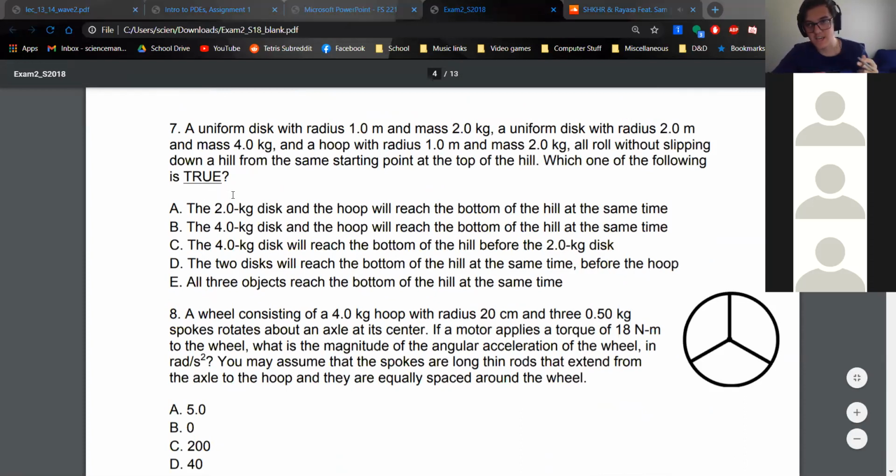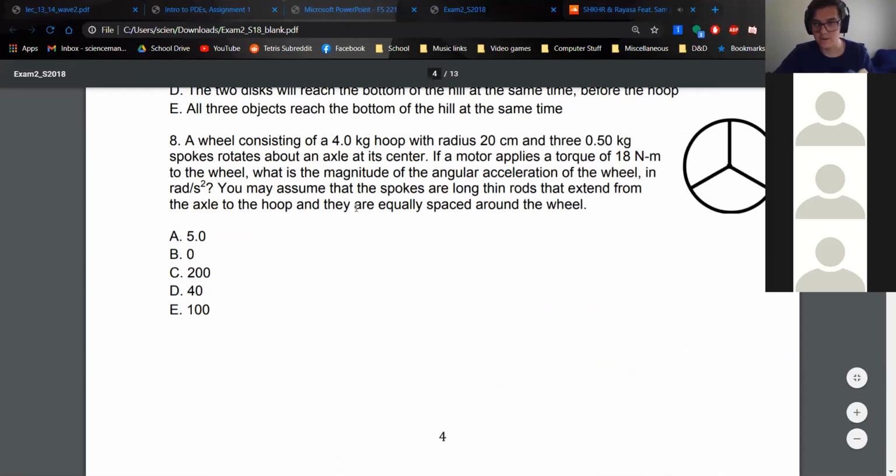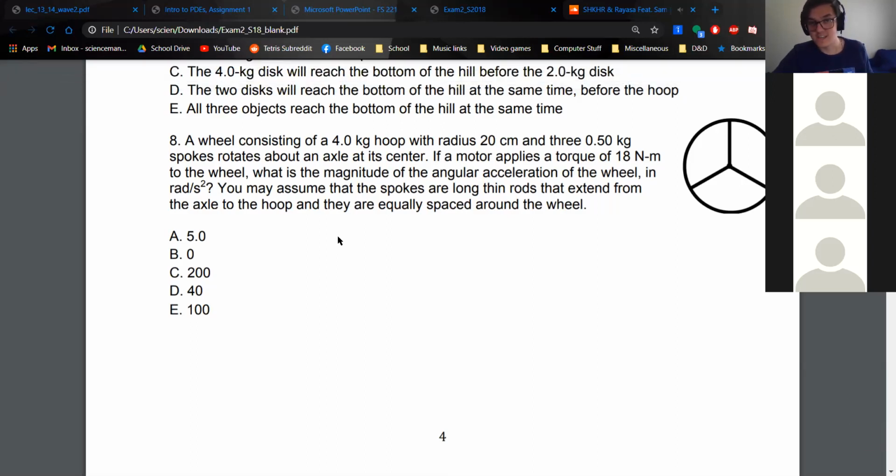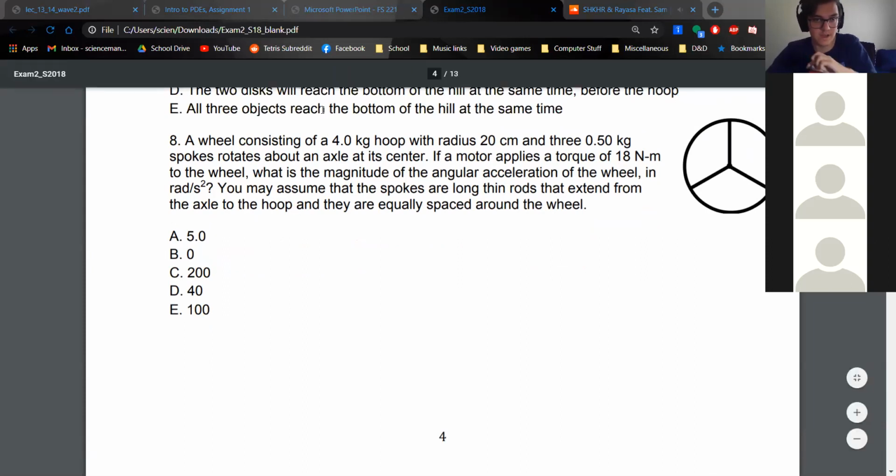So number 7 is a dumb problem, and we're going to skip it and come back to it later this week. I don't know why they decided to put it on the test. It's a mean problem, really stupid. We're going to ignore it. Yeah, I hate that problem. So we're going to do number 8 instead. But we will come back to number 7 later this week, on either tomorrow or on Wednesday. But keeping with the things spinning theme, we've got a wheel with a hoop and 3 spokes.